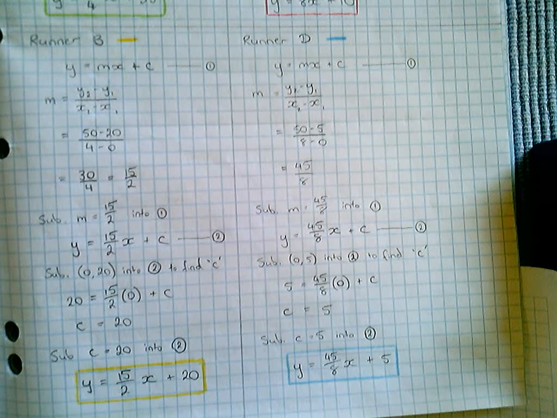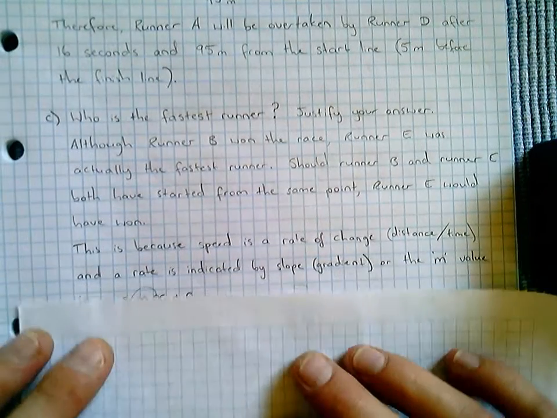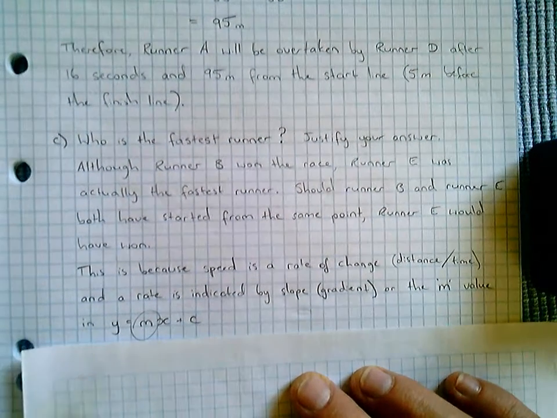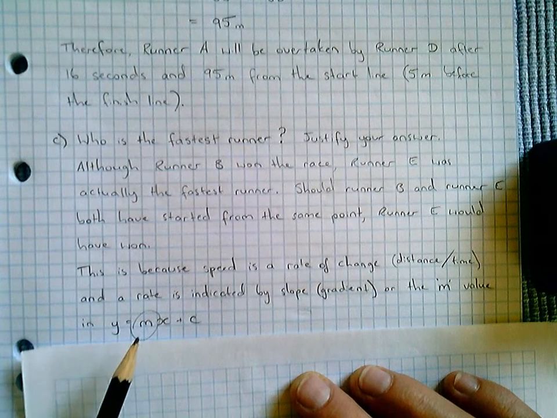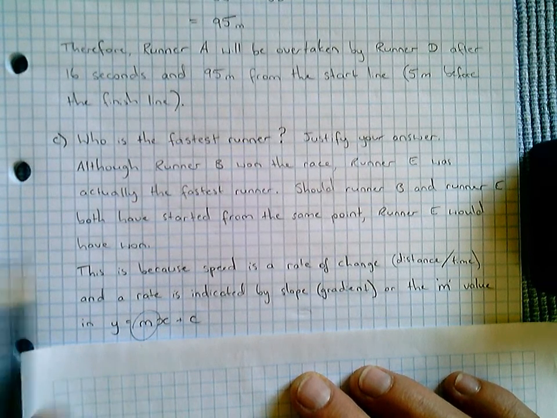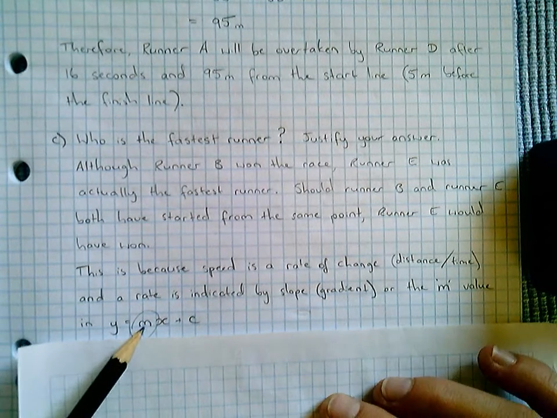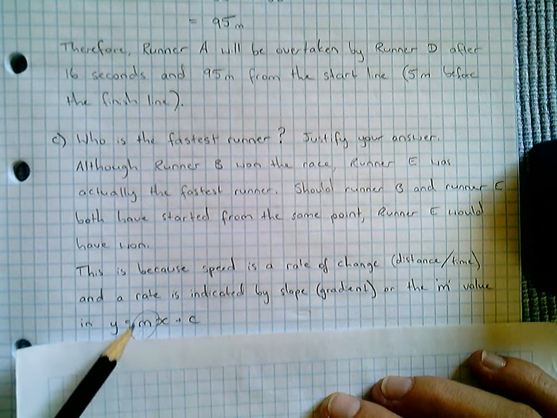And a really important thing to know for linear functions is the m value will always represent a rate of change. This is just representing a constant. So if we go back to the question, here's our rate of change in y equals mx plus c. The m value is our rate of change. And as I said, the rate of change for distance and time is speed. So that's the speed in each of the functions.